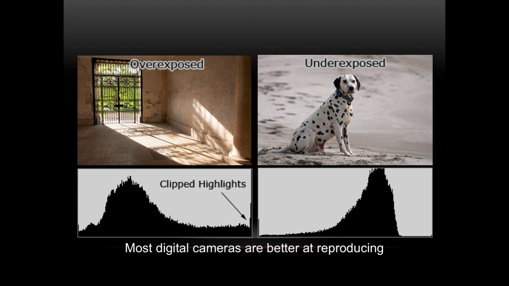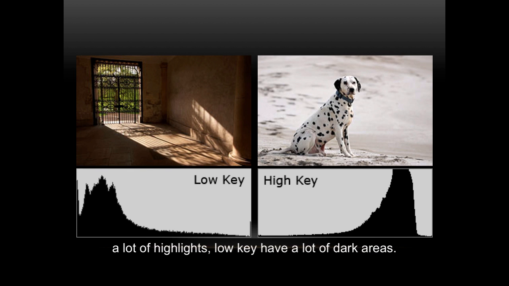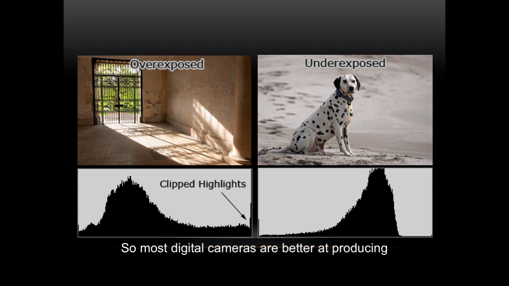Most digital cameras are better at reproducing low-key scenes than high-key scenes. Back to this example, remember high-key have a lot of highlights. Low-key have a lot of dark areas. High for highlights, low for lowlights, I guess you could think of. Most digital cameras are better at producing low-key scenes than high-key scenes because it prevents an area or region from becoming so bright that it turns into a solid white, regardless of how dark the rest of the image might become as a result of that. So underexposed is usually better than overexposed if you were to err either way.